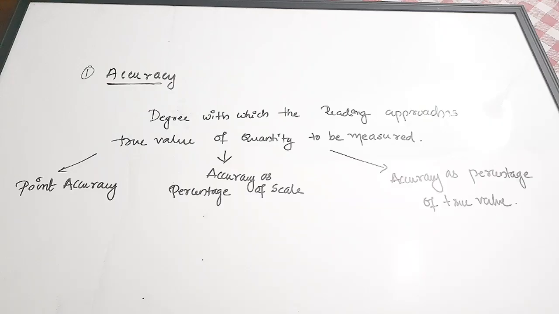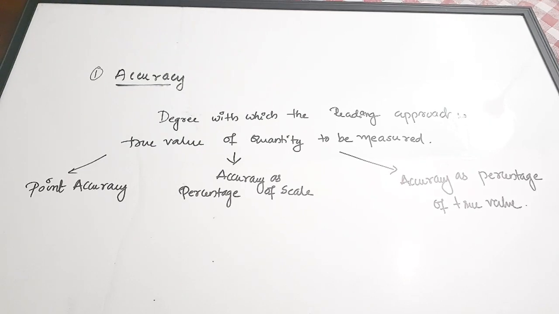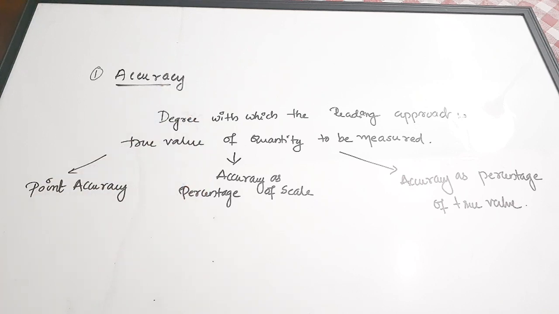So the first static characteristic is accuracy. Now what is accuracy? Accuracy means how accurate the reading is. Accuracy can be defined as the degree to which the reading approaches the true value of the quantity to be measured. How accurately we can get the measurement, how accurately we are able to get the reading.